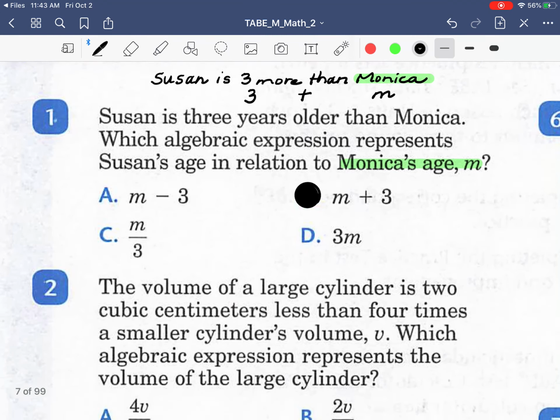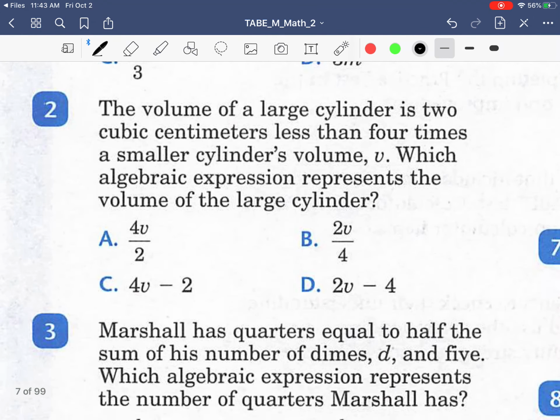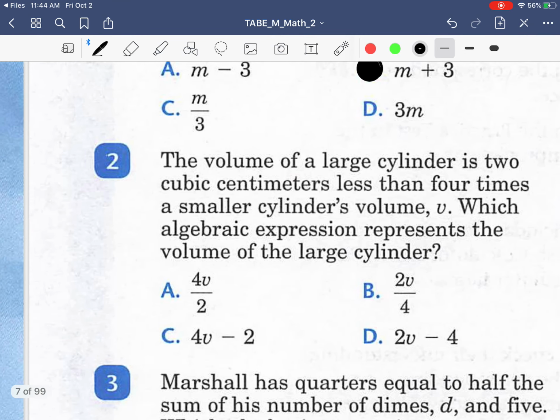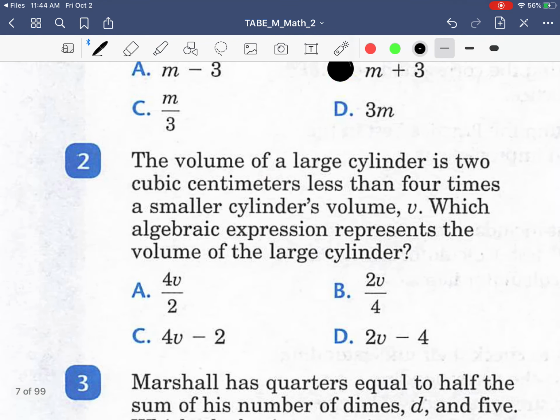Number 2. The volume of a large cylinder, a cylinder is a can or can shape, is 2 cubic centimeters less than 4 times a smaller cylinder's volume, V. Which algebraic expression represents the volume of the large cylinder? So let me squeeze this in right here. I really want to write it in a straight line.